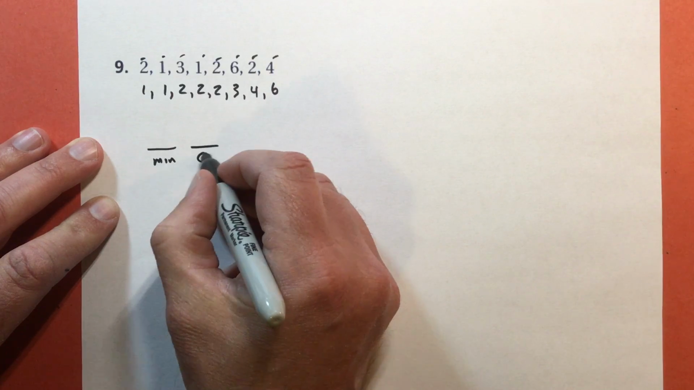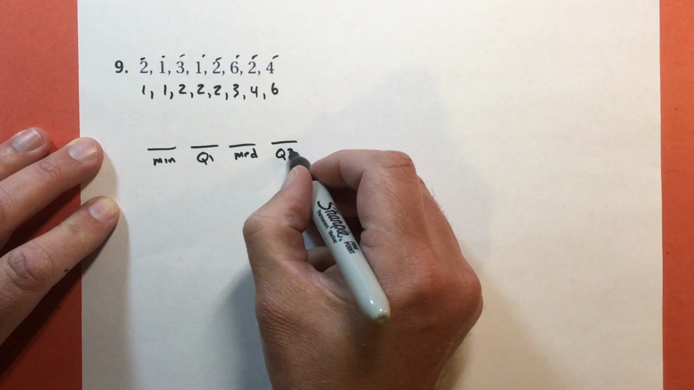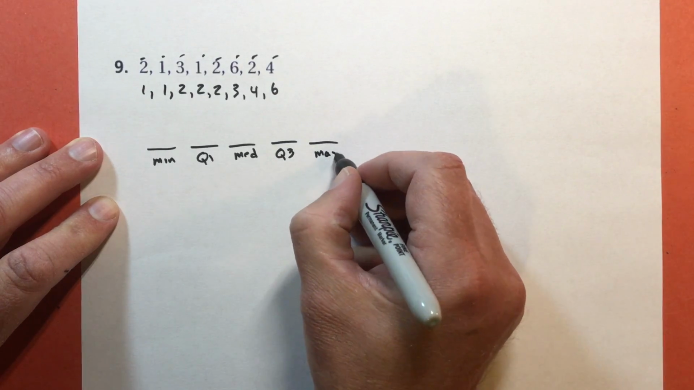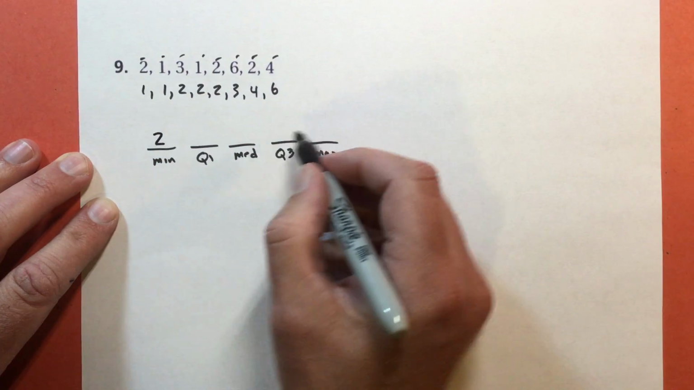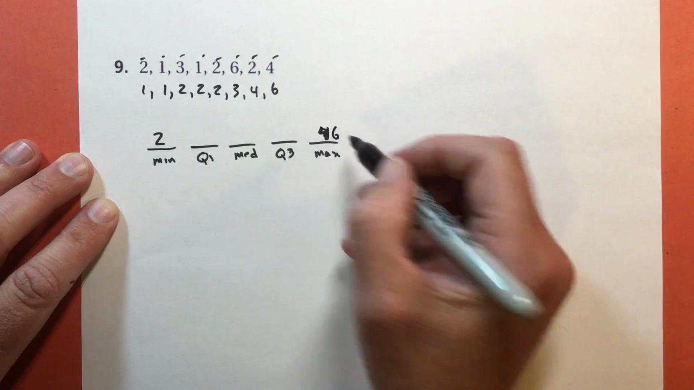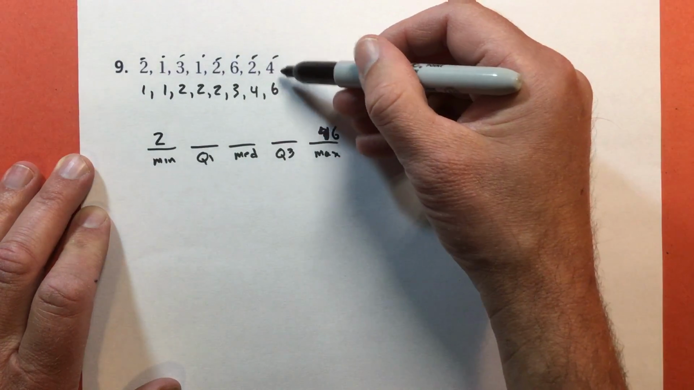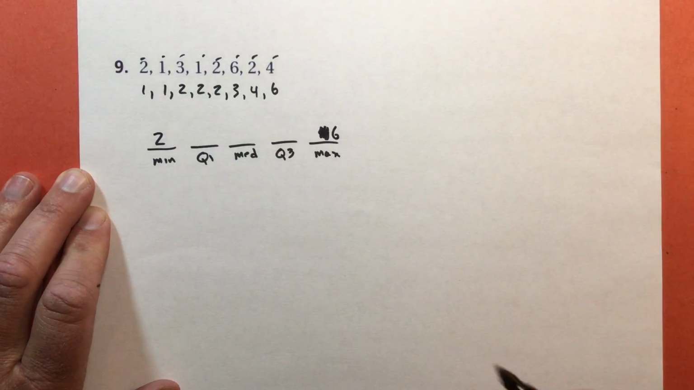Minimum, first quartile, median, third quartile, maximum. My minimum is 2. My maximum is 4. Excuse me, sorry. 6. I was looking there. I don't know why. I'm supposed to be looking at that one right there. Okay, it's 6.